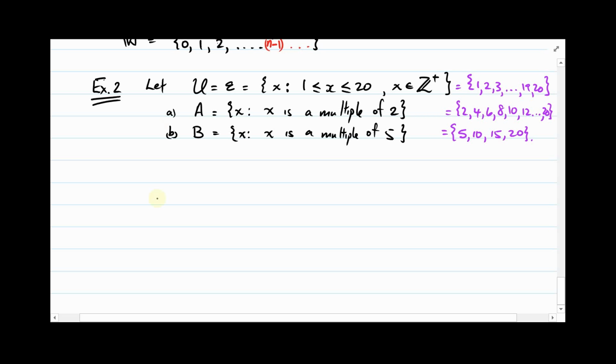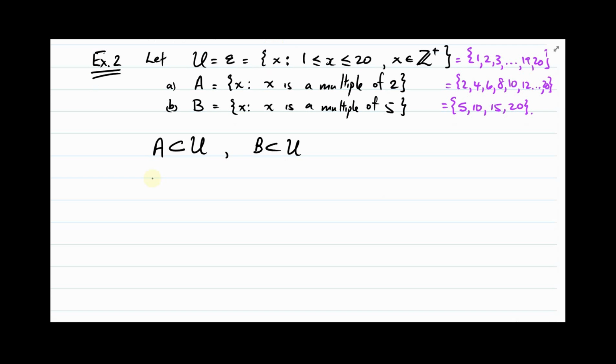So having the universal set, set A is a subset of the universal set. It's a proper subset. It's not equal to it. If it's a proper subset, then there are fewer terms in that set than in the other. Right, so both set A and B are proper subsets of the universal set.